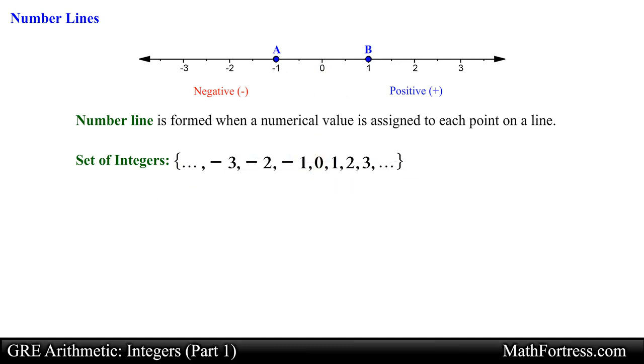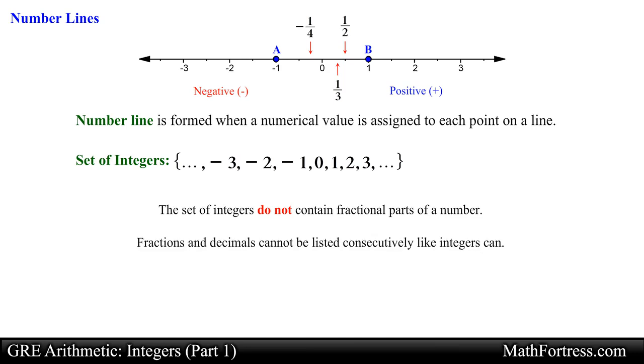Any numbers between integers, like 1/2, 1/3, and -1/4 are not considered integers. They are called fractions. Remember, the set of integers do not contain fractional parts of a number. Moreover, fractions and decimals cannot be listed consecutively, like integers can. Fractions will be discussed in a later video. Now that we know what integers are, let's discuss the different types of operations that can be used with integers.